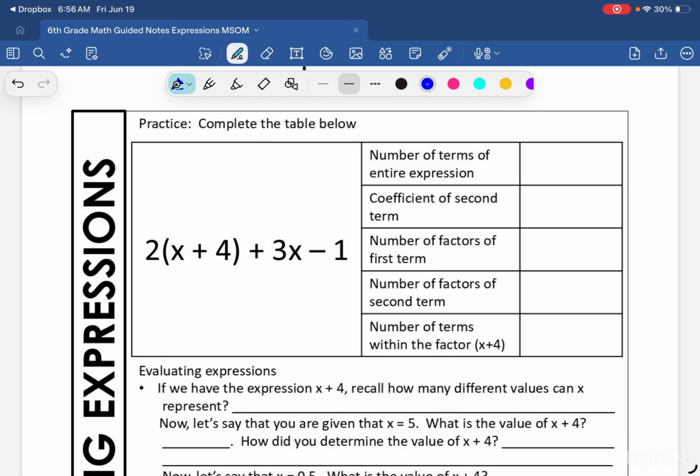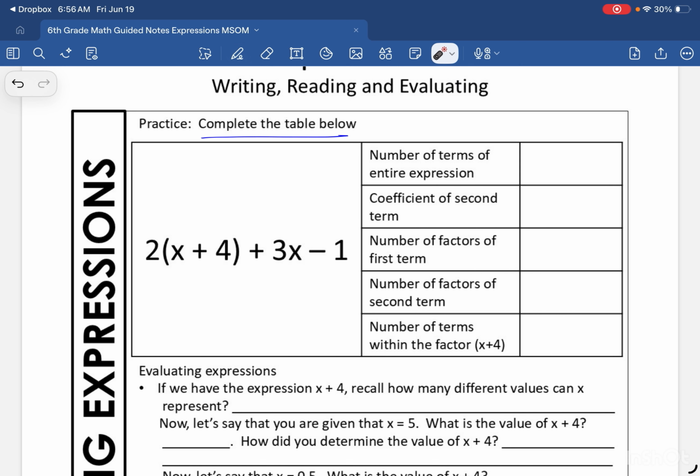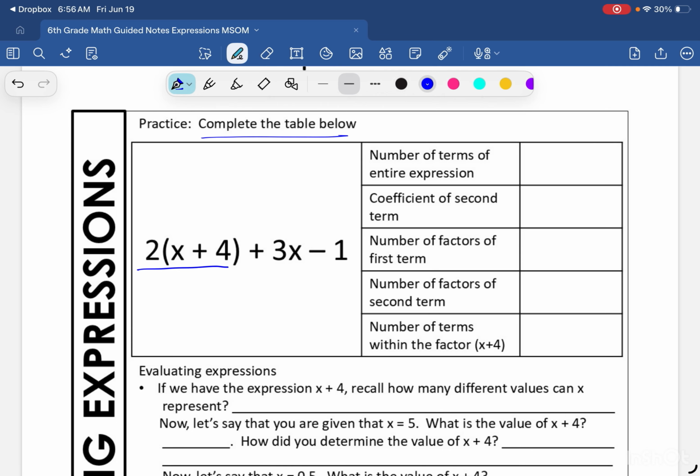Practice. Complete the table below. Number of terms of entire expression. So the entire expression we're going to count as 1 term, 2 terms, 3 terms. The coefficient of the second term would be this number right there, 3.